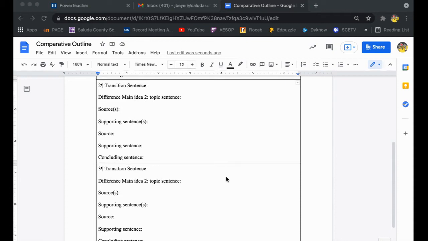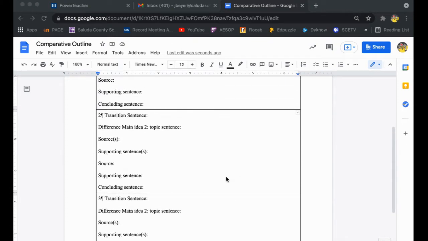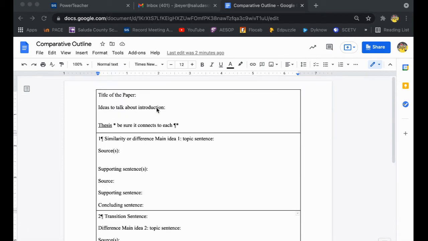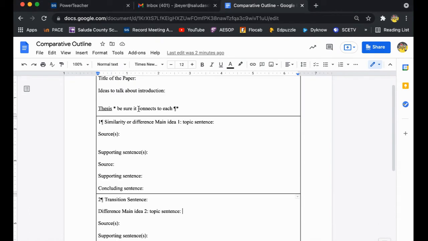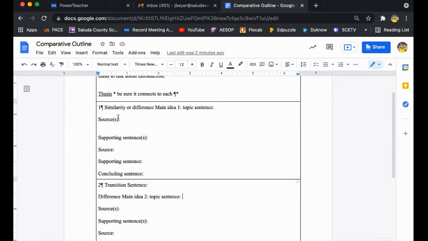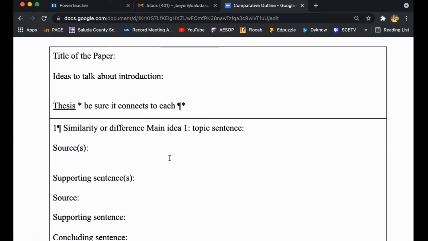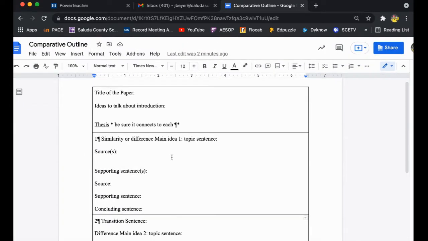Class. So I want to cover what we did when covering the comparative outline. All right. So to make things easier, I want y'all to go ahead and try to find your topic sentence. So the project we're doing is Egypt versus Mesopotamia. All right.